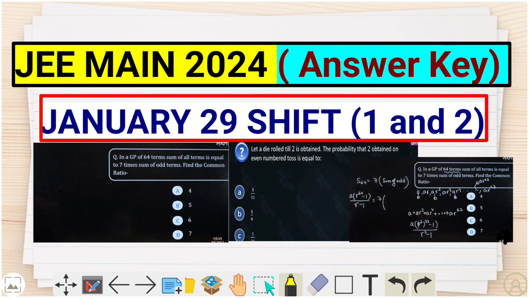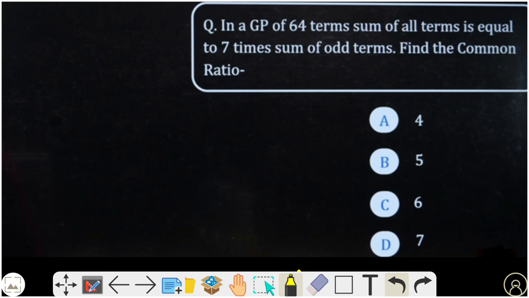So again, JEE Main 2024 January 29 Shift 1 and 2 answer key. So today's paper answer key. So straight away we are going to see the first question. So look at the question.